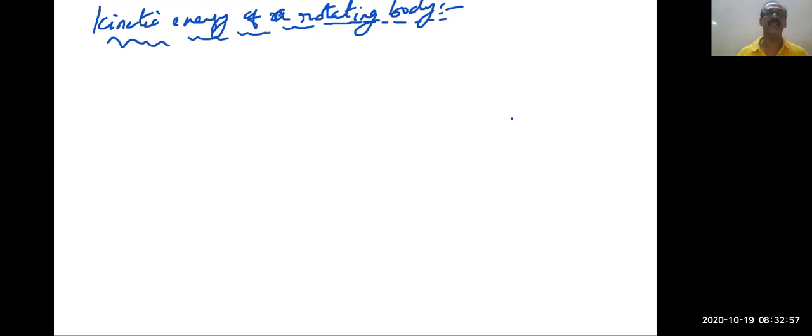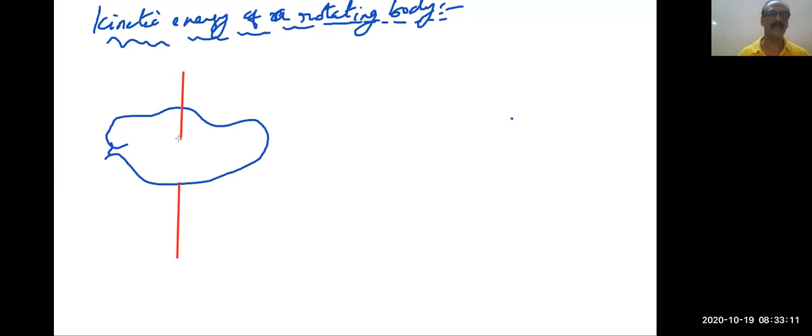This is a rigid body. This is the axis of rotation here. This is the angular speed. We know the angular speed of every particle will be the same, isn't it? You remember? For example, I told you this example.